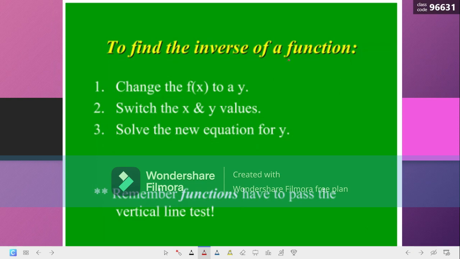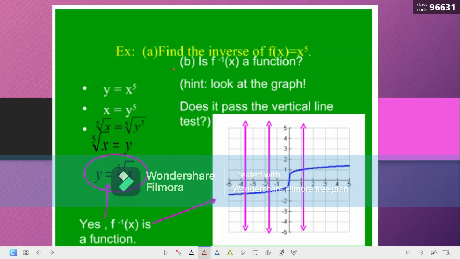So to find the inverse of a function, again, change the f of x to y, then switch x and y values, then solve the new equation for y. Remember, functions have to pass the vertical line test. Now find the inverse of f of x is equal to x to the power of 5. That's the question. The next question is, is f inverse of x a function? We're going to look at the graph later on. So y is equal to x to the power of 5.